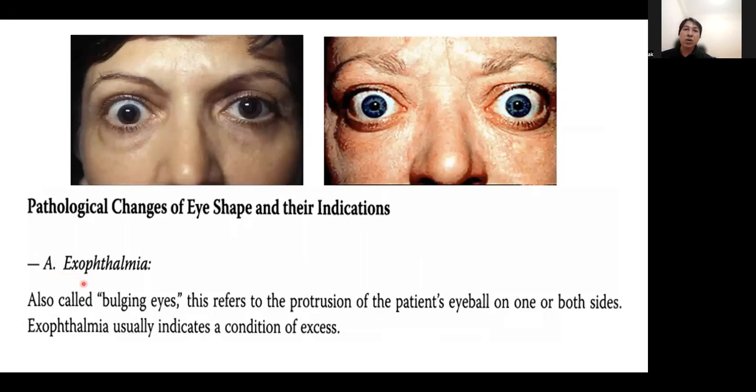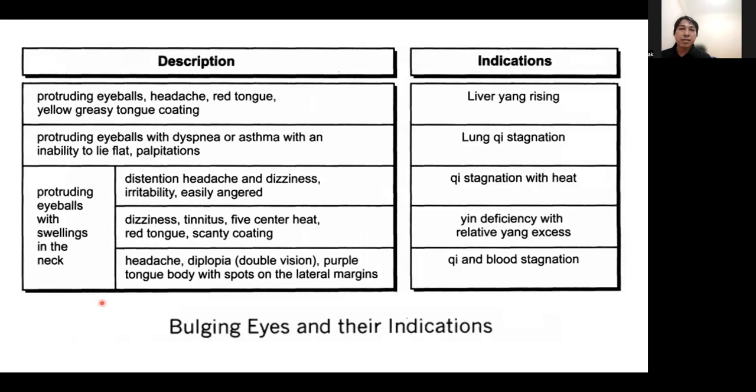Exophthalmia, also called bulging eyes. This refers to the protrusion of the patient's eyeball on one or both sides. Exophthalmia usually indicates a condition of excess. Okay, bulging eyes and their indication. The description of protruding eyeballs, headache, red tongue, yellow greasy tongue coating indicates liver-yang rising.